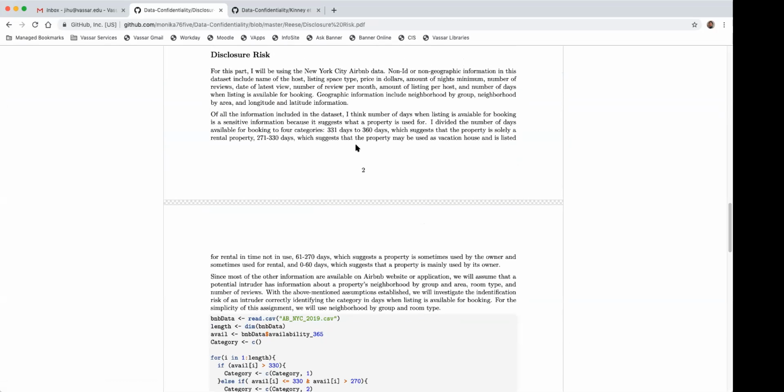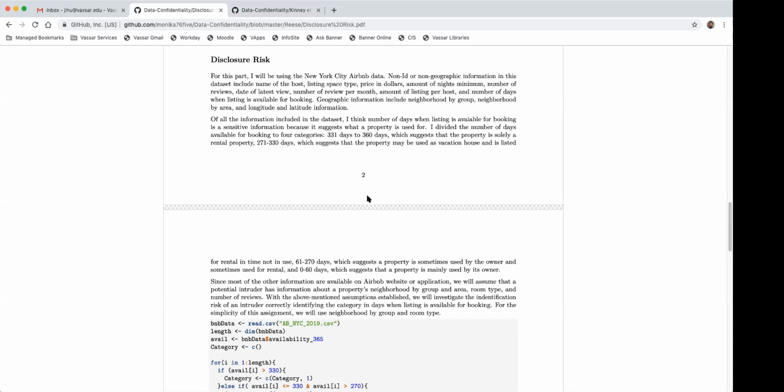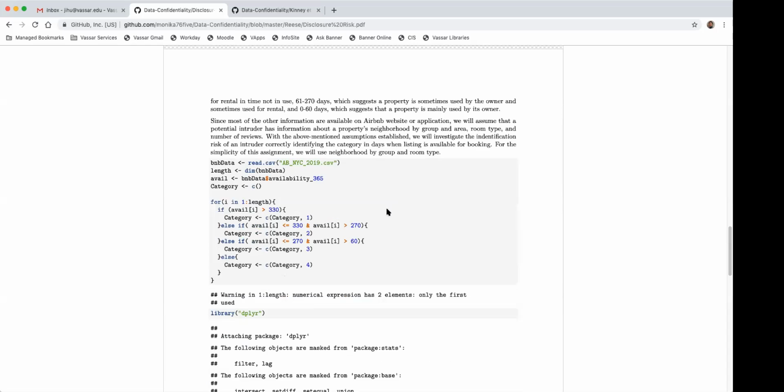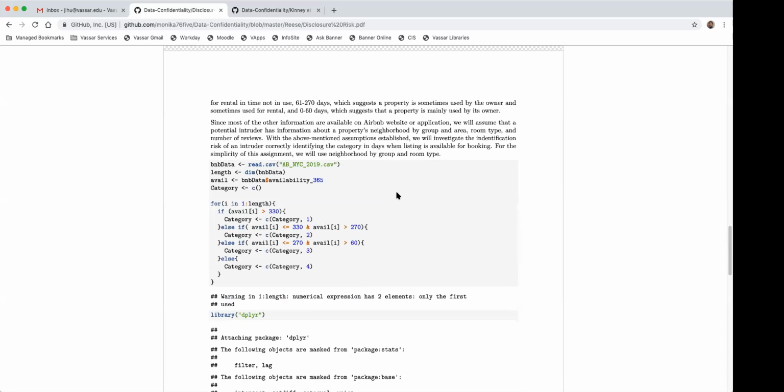Like I said here, I put 331 to 365 days to be solely rental properties. Then 271 to 330 is property maybe used for vacation houses, only used for vacation by the owner and rented as Airbnb other times. And then I also have a category between 61 and 270 days, and 0 to 60 days. And so this is for any property, I guess. For all the Airbnb properties listed in New York City. In New York City, okay.